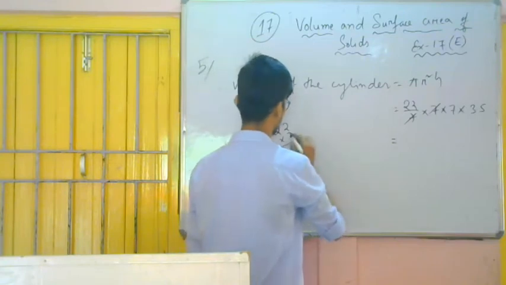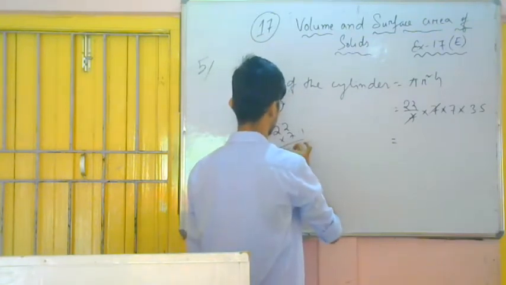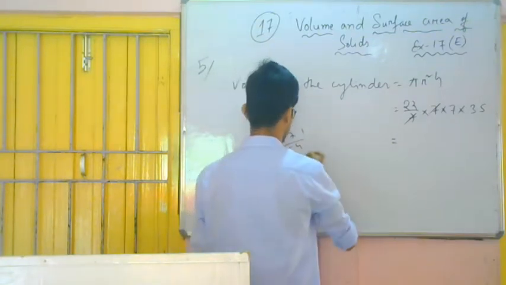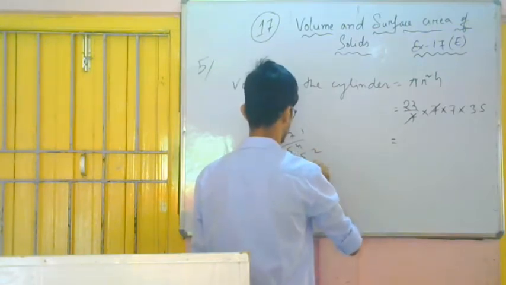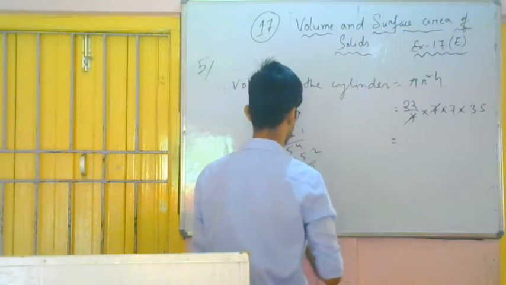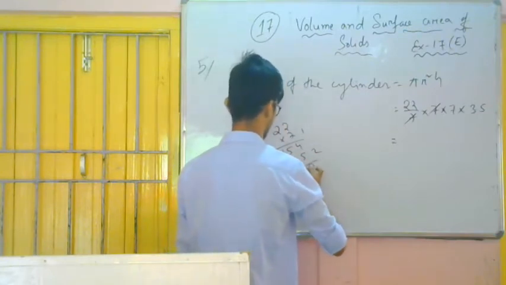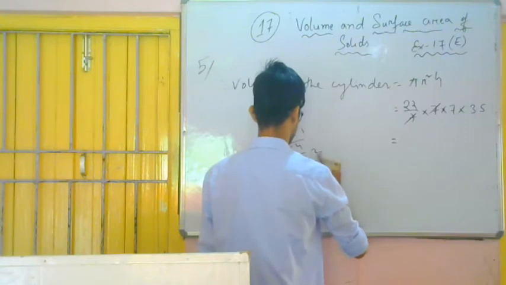So if I multiply, 7 2s are 14, 4 1 and 7, 14, 15, 154. With 35 I will multiply: 5 4s are 20, 0 2; 5 5s are 25, 26, 27, 2 5 1s are 5, 6, 7; 3 4s are 12, 2 1.